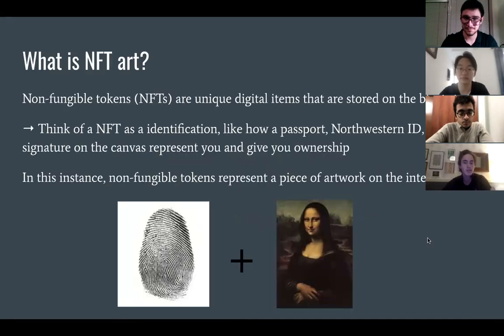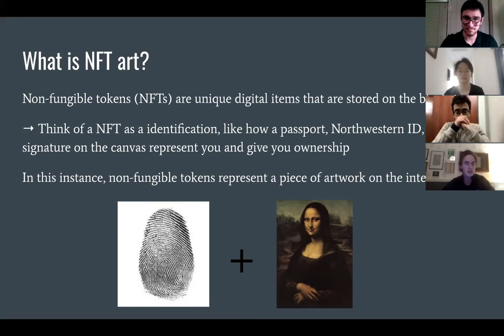So the biggest component of the NFT art clearly is your digital art. The secondary component is the non-fungible token. Non-fungible tokens, or NFTs, are unique digital items that are stored on the blockchain. Think of the NFT as your digital fingerprint on your art. That NFT, or that fingerprint, then tells the world that you are the true owner of the digital art. It acts similarly to Picasso's signature on the canvas or your Northwestern ID without the picture on the front, obviously. You create the art, and then the NFT's purpose is to provide that proof of ownership.